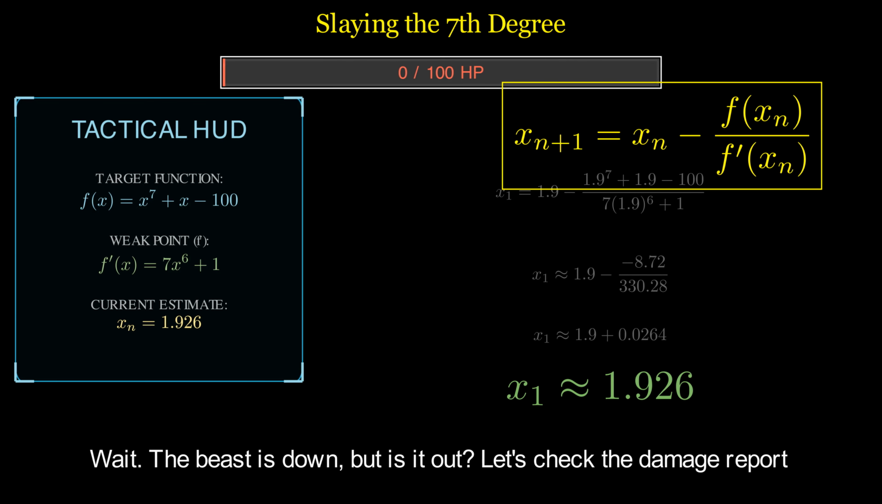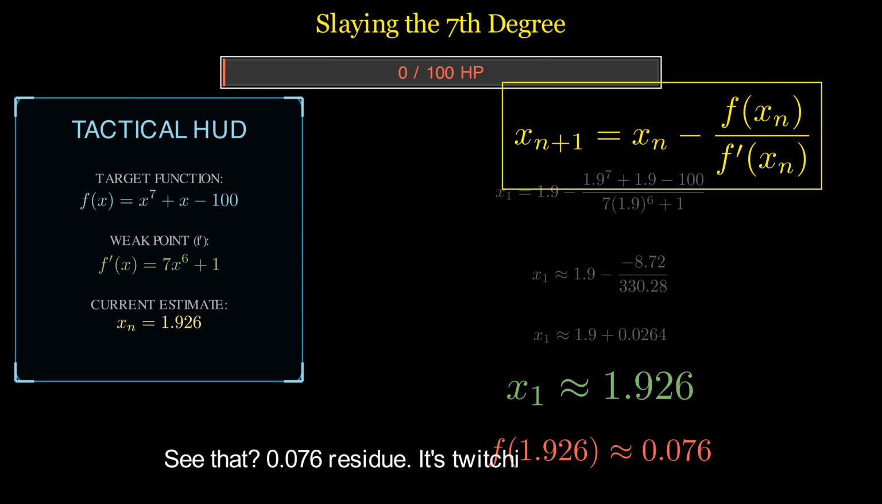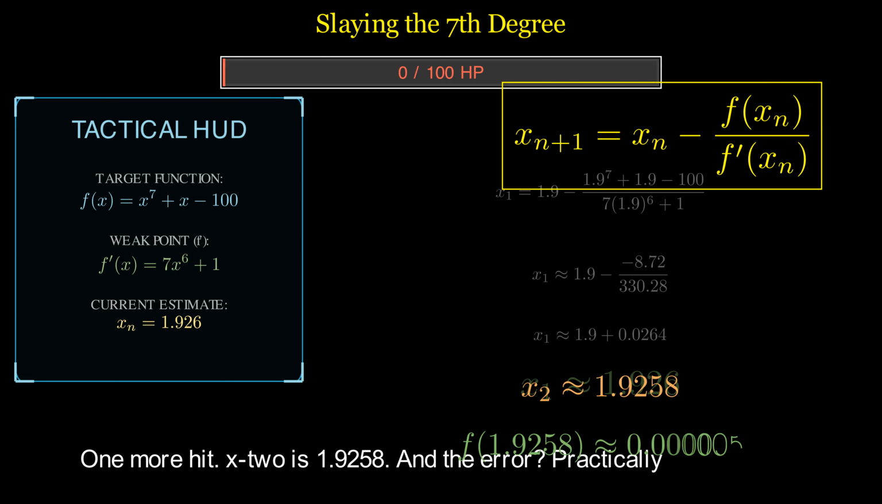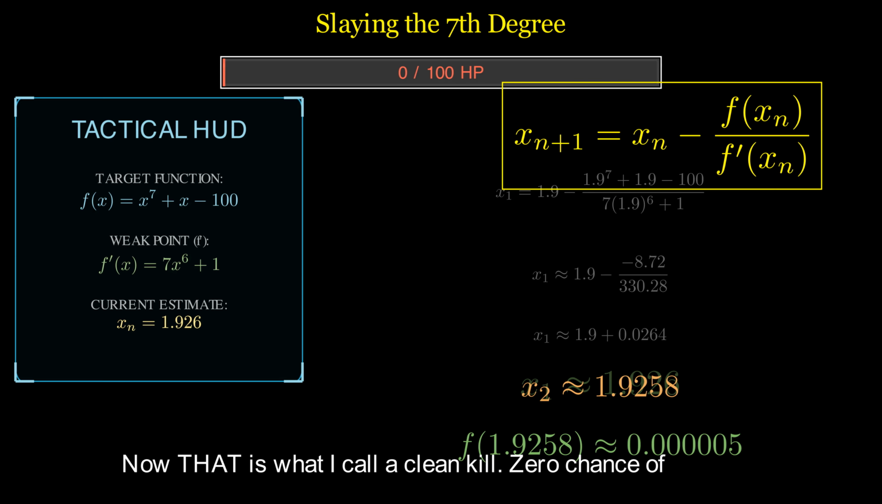Wait. The beast is down. But is it out? Let's check the damage report. See that? 0.076 residue. It's twitching. It's not zero yet. It's regenerating! Double tap! Do it again! One more hit. x2 is 1.9258, and the error? Practically microscopic. Now that is what I call a clean kill. Zero chance of survival.